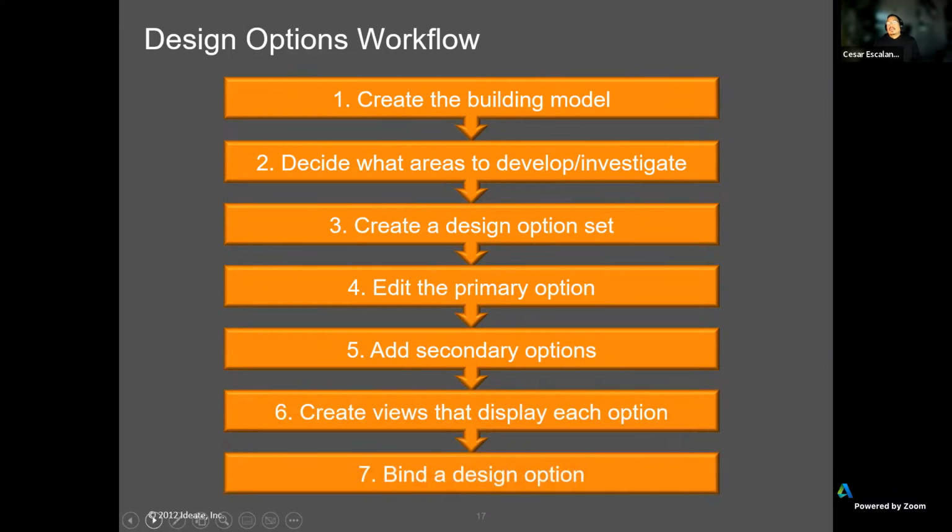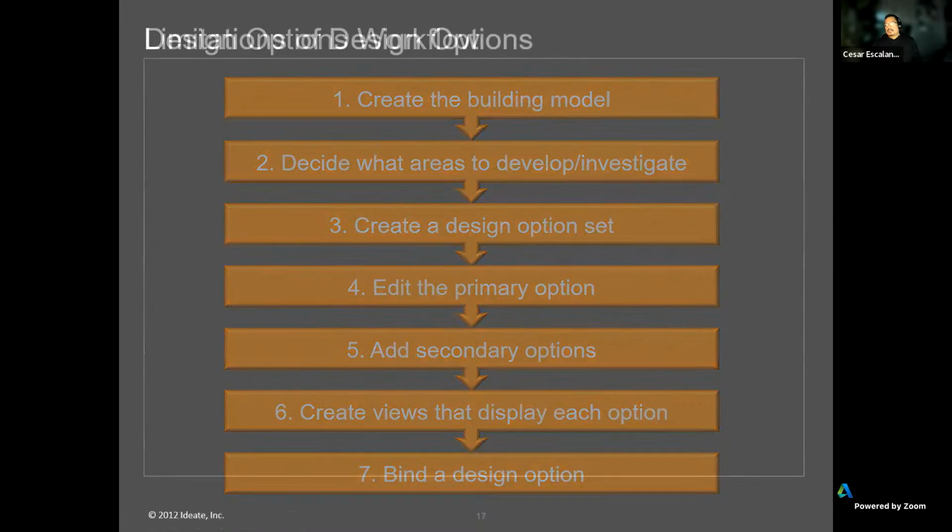And once the client has made their mind about what options to move forward with, it's a good idea to save this file as a backup and remove the design options that are not needed because they are taking additional space in the central file. And so Revit provides a way to bind or to accept the primary design option as the final one. And then the rest of the secondary options will be deleted or removed.